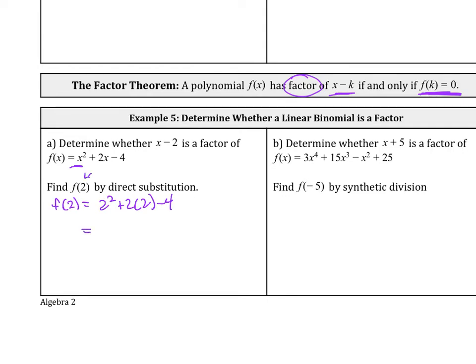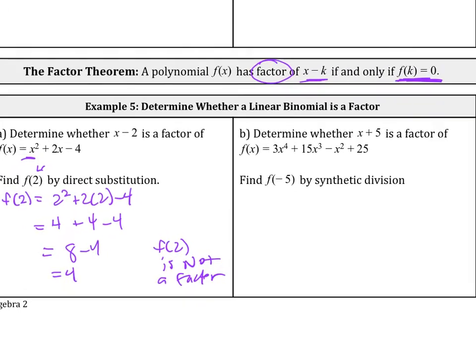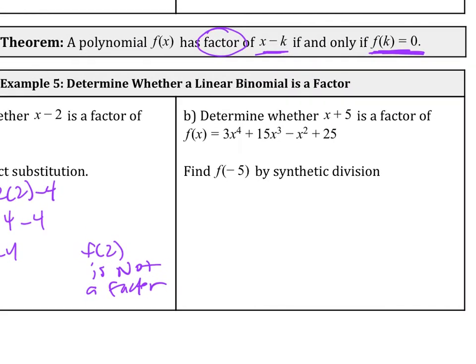Is this a factor? So we should get 0 at the end. So 2 squared is 4, plus 2 times 2 is 4, minus 4. So 4 plus 4 is 8, minus 4. This is 4. So f of 2 is not 0, so it is not a factor. So let's do f of negative 5. Determine whether x plus 5 is a factor of this polynomial.